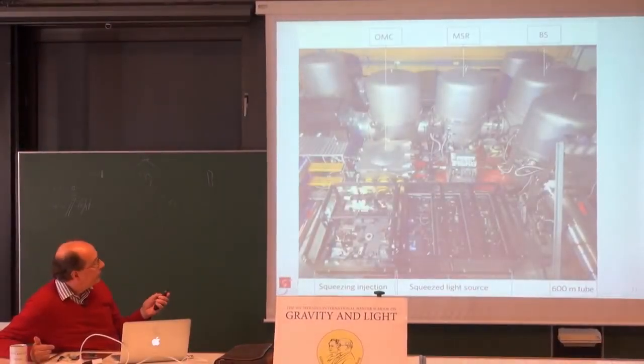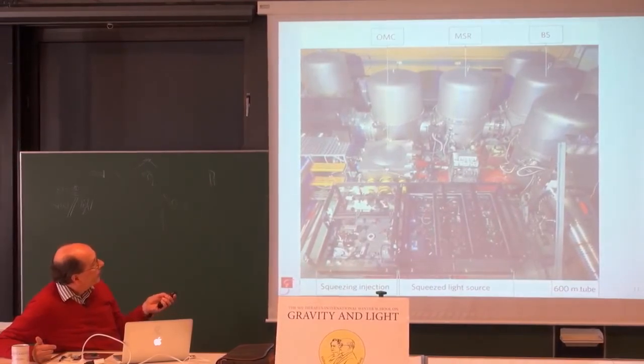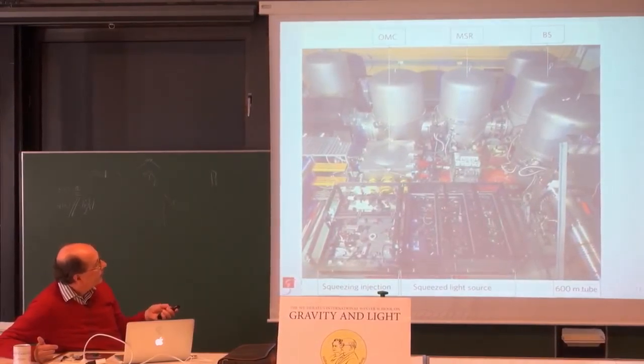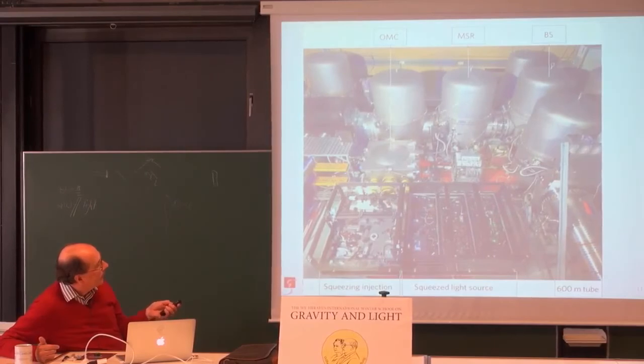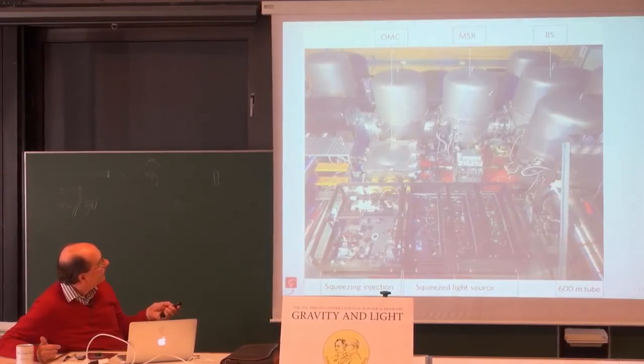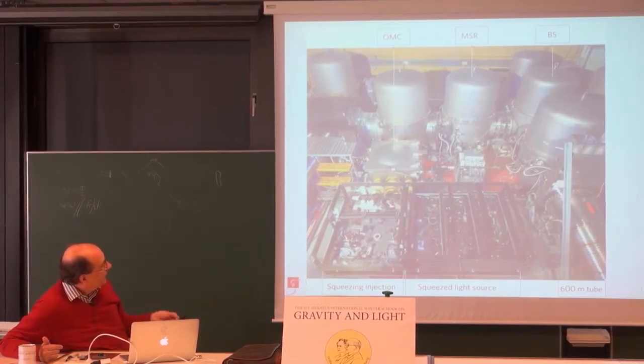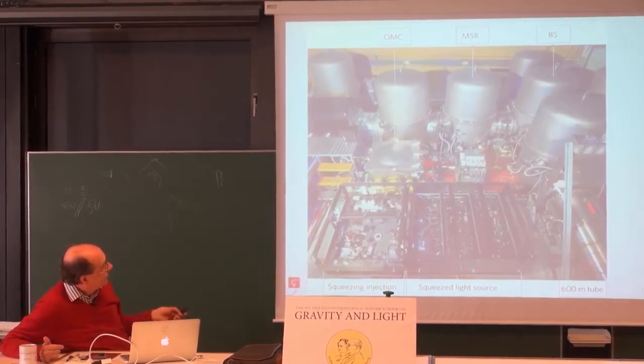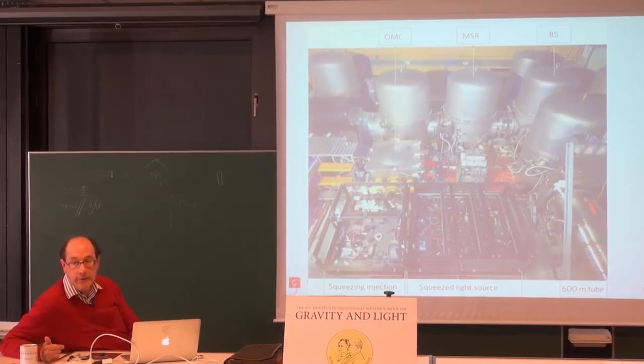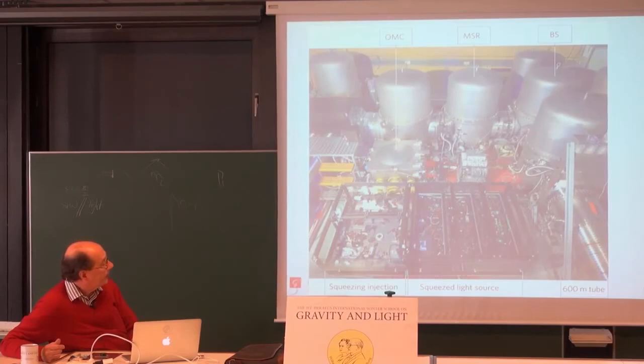This is what the apparatus really looks like. This is the GEO vacuum tanks for the interior mirrors and the power recycling mirror and all of that stuff. But all of this is the table that contains the squeezed light apparatus. And so it's not a trivial job to impose this squeezing on the vacuum fluctuations, but that's what happens. I think I should stop there.